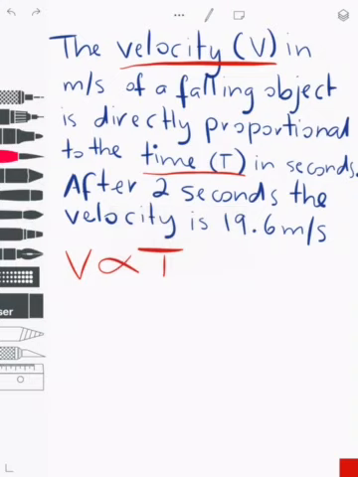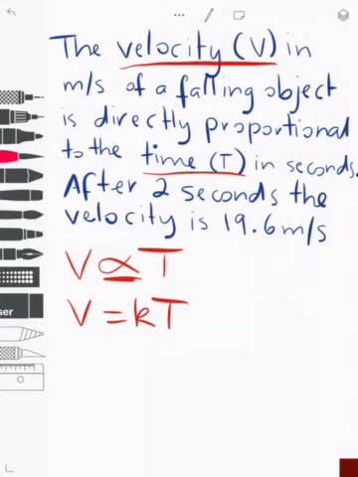Now we have to create a formula in order to find unknown values. We know it says after 2 seconds the velocity is 19.6, but what would the velocity be after 3 seconds, or 30 seconds, or 100 seconds? So we need to create a formula to figure out what we call the constant variable. What we start off with is we replace the proportional symbol with equals k, so on this side we have the v that comes down, and the t.